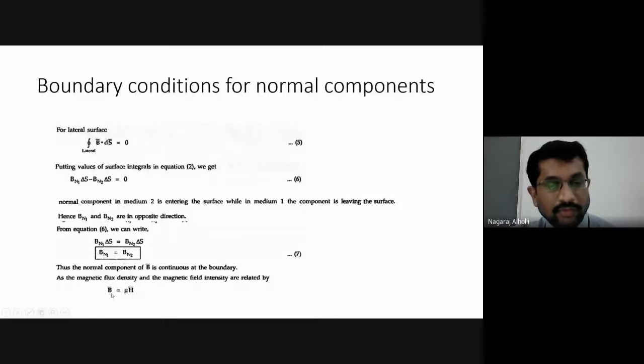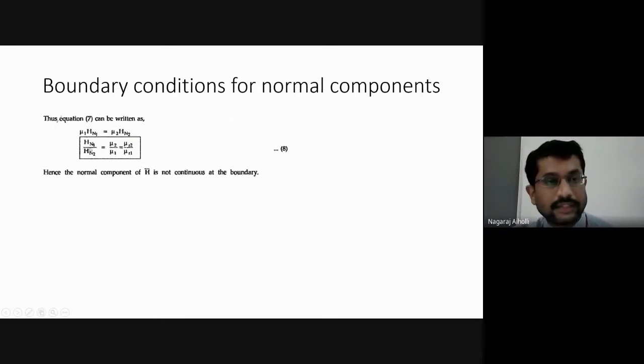It is Bn1 is equal to mu1 Hn1, and Bn2 is mu2 Hn2. So mu1 Hn1 is equal to mu2 Hn2. Instead of Bn1, I substitute mu1 Hn1, and instead of Bn2, I substitute mu2 Hn2. Rearranging, I will get Hn1 by Hn2 equal to mu2 by mu1.